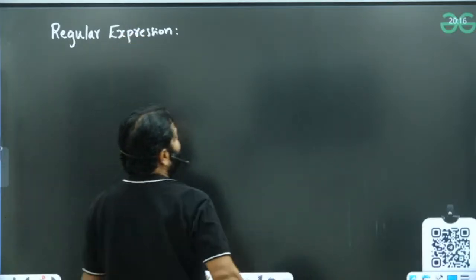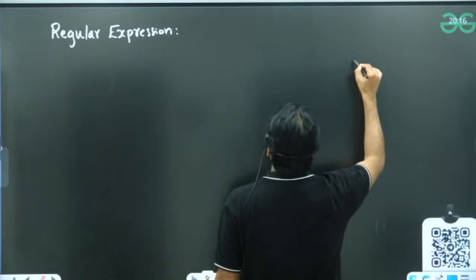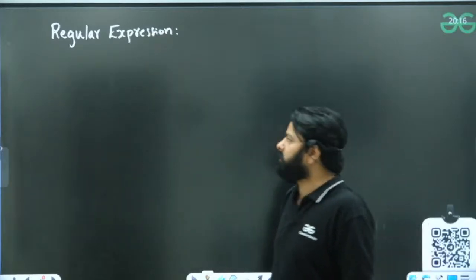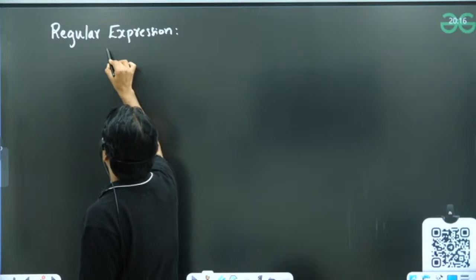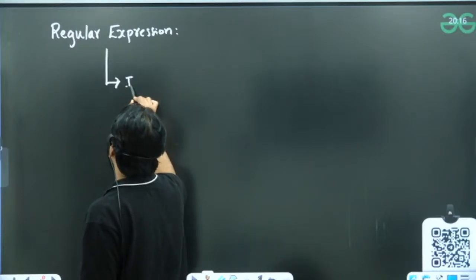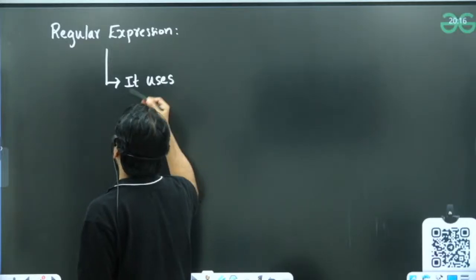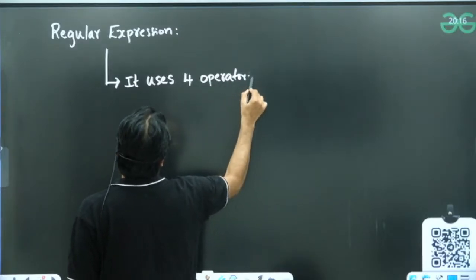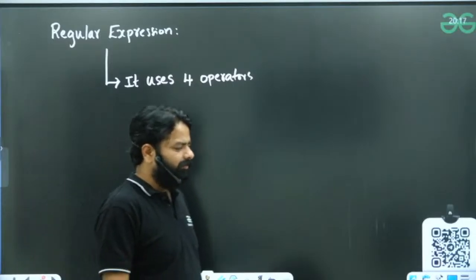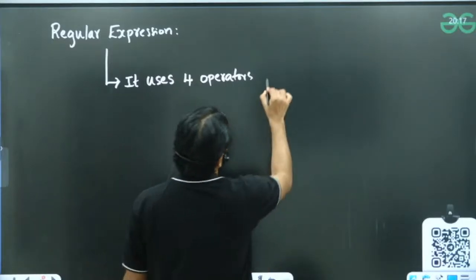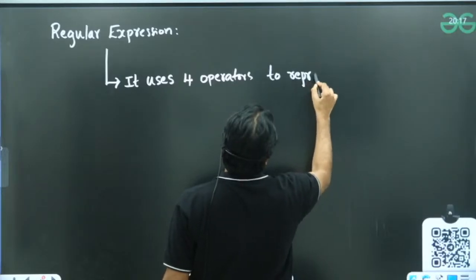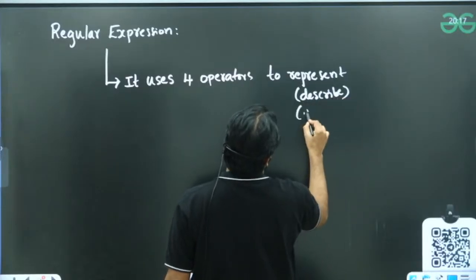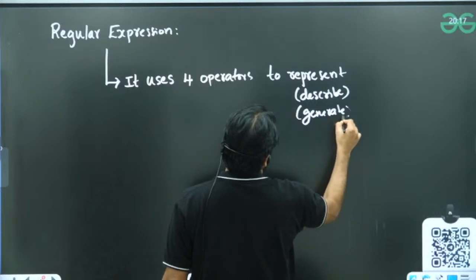See, the word expression requires both operators and operands. So whenever you use an expression, it purely depends on operators along with operands, correct? So it uses 4 operators. How many operators? 4 or 3, depends on how you treat them. Mostly I follow 4 operators, but textbooks also follow 3 operators, because 2 operators are related or similar. So it uses 4 operators to describe or to generate, or to compute.